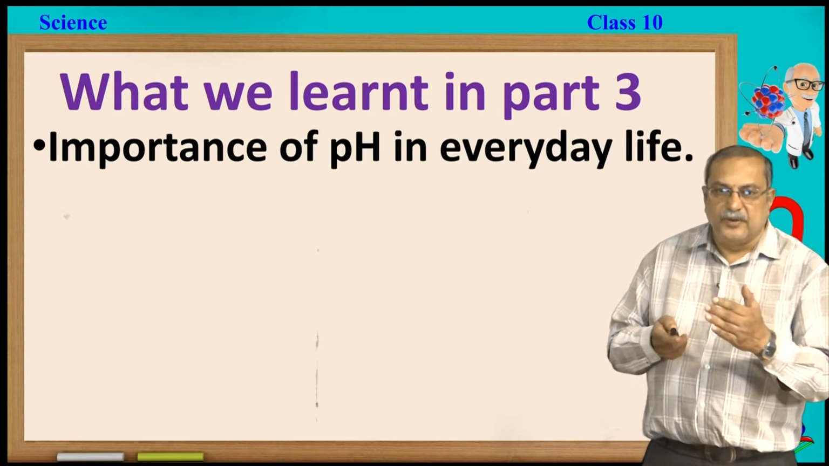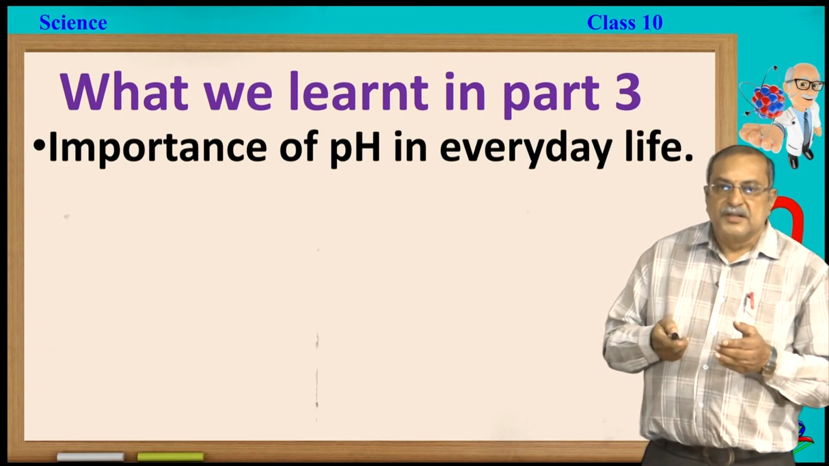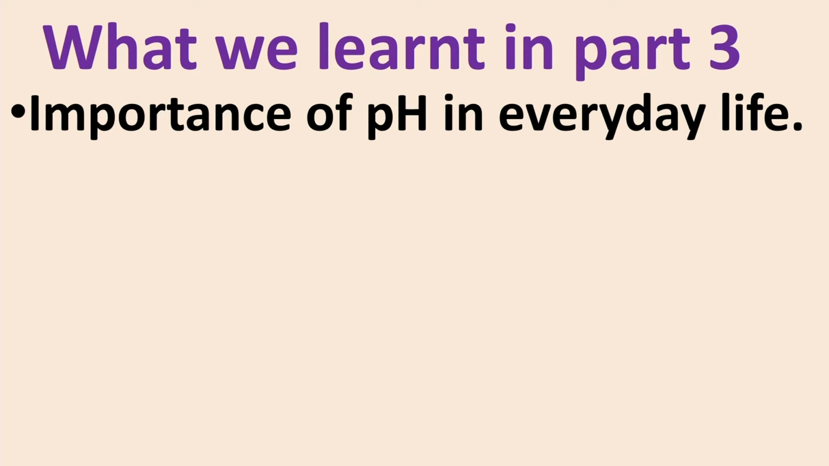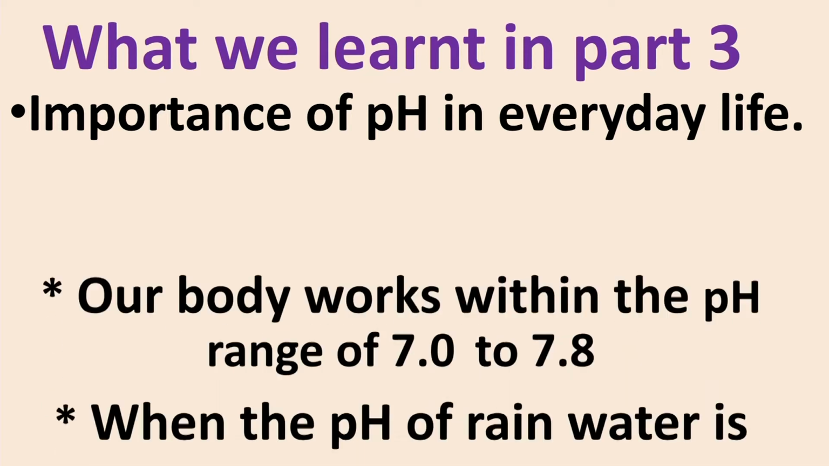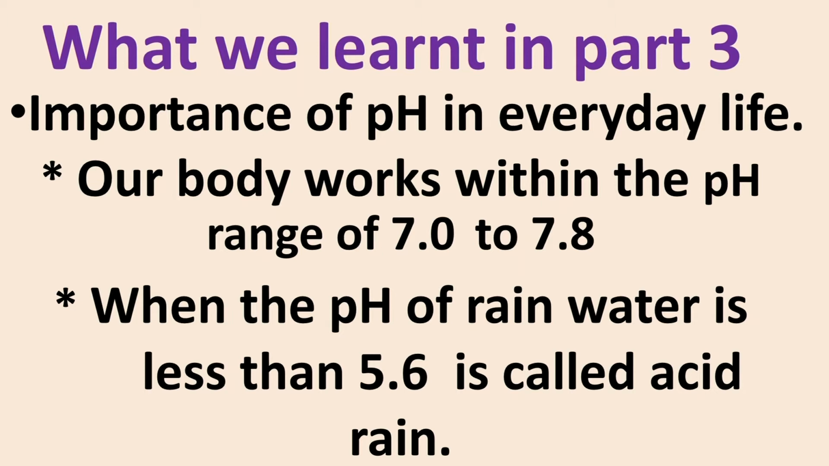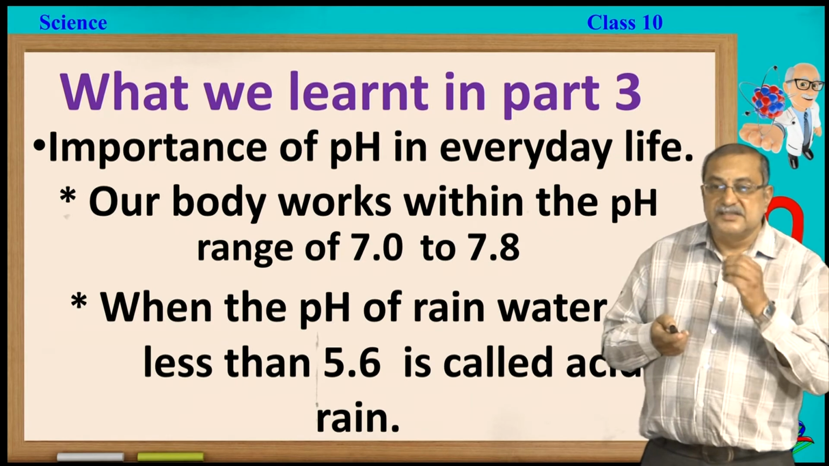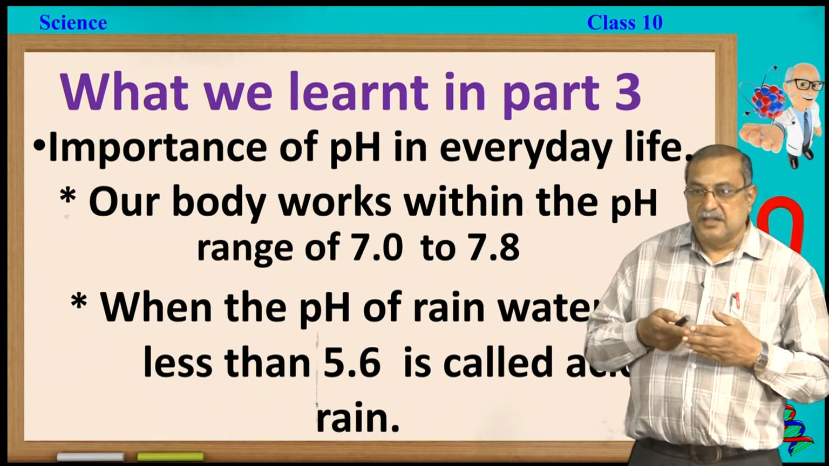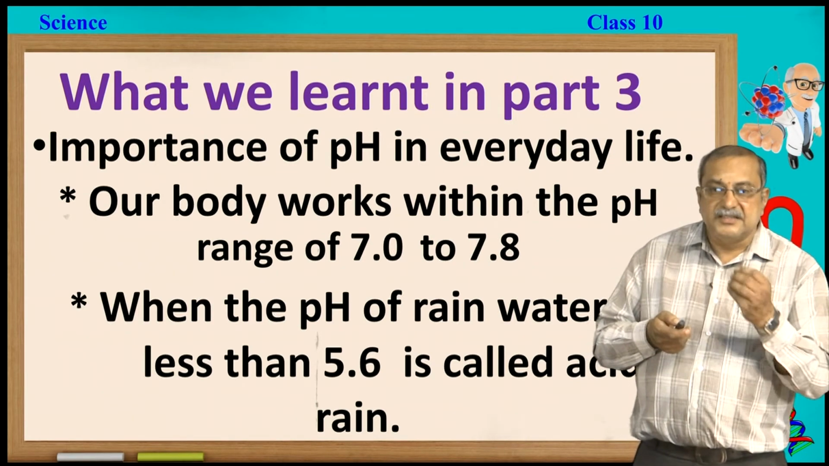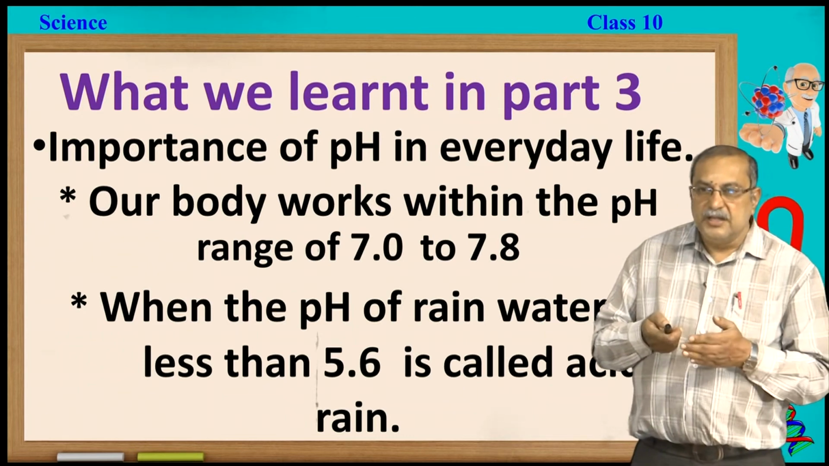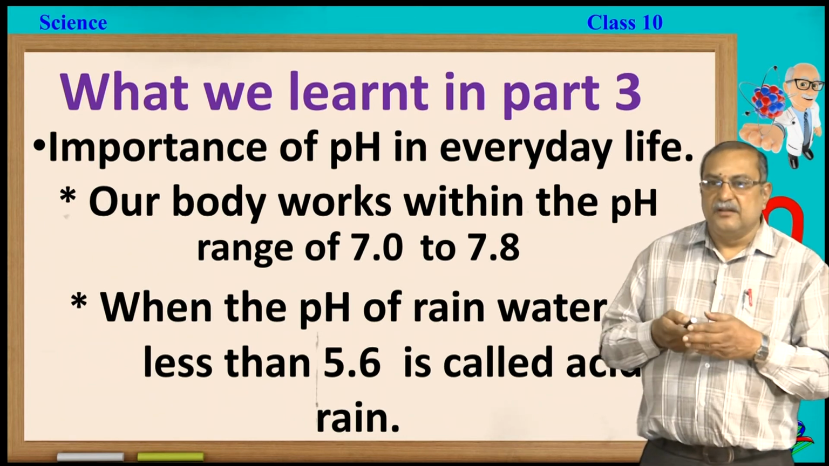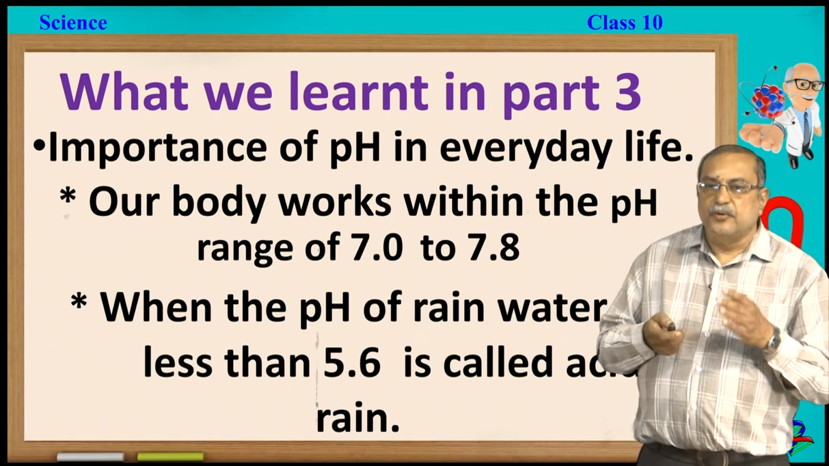What we learned in part 3 we are going to revise now, the importance of pH in everyday life. Okay. So, for our body to work, it requires a pH range of 7 to 7.8, that is a little basic in nature. So, our body works properly, that is digestion of food and other things will occur, but digestion requires a little acidic nature, but when you go to the basic nature, the blood and all that will work in 7 to 7.8.